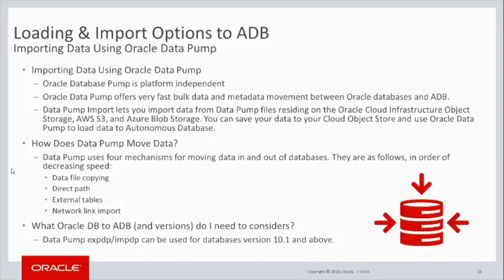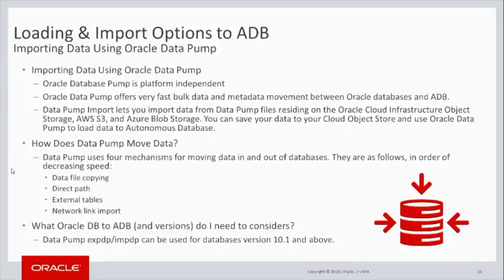DataPump Export (expdp) and Import (impdp) can be used for database versions 10.1 and above as source databases and will perform the upgrade steps necessary to convert the database from older versions to the current Autonomous Database version. DataPump Import lets you import data from DataPump files residing on the Oracle Cloud Infrastructure Object Store, Oracle Cloud Infrastructure Object Store Classic, and AWS S3.